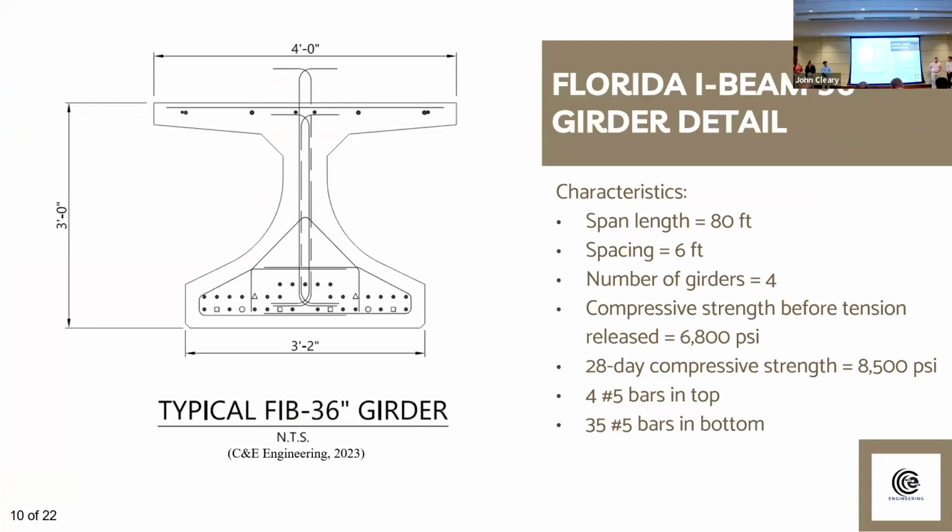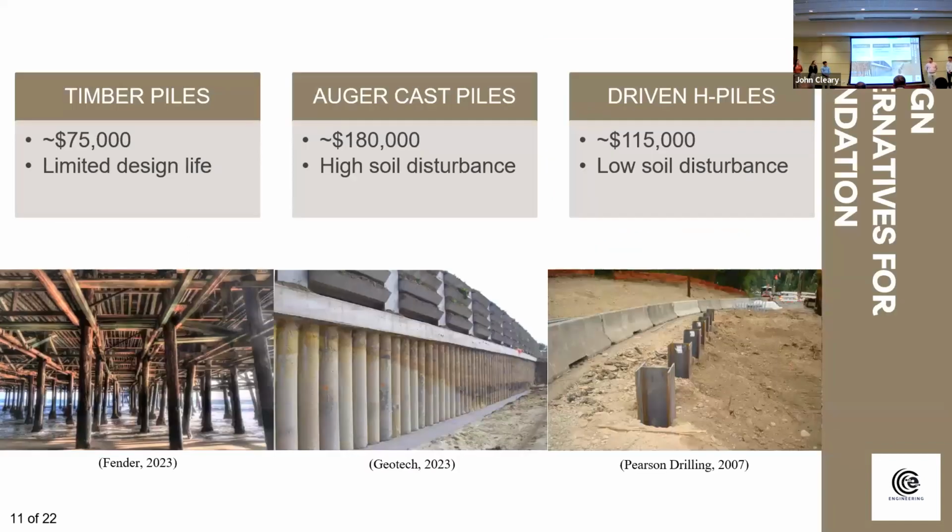So the choice we decided to go with was the FIB 36 or the Florida I-beam 36-inch. The span length is able to make the full bridge span of 80 feet with 4 girders being used, spaced at 6 foot on center. The girders will have a compressive strength before releasing tension of 6,800 PSI and a 28-day compressive strength after release of 8,500 PSI. The steel reinforcement used in this was determined to be 4 number 5 bars in the top with 35 number 5 bars in the bottom, with also number 3 and number 4 stirrups throughout the FIB 36.